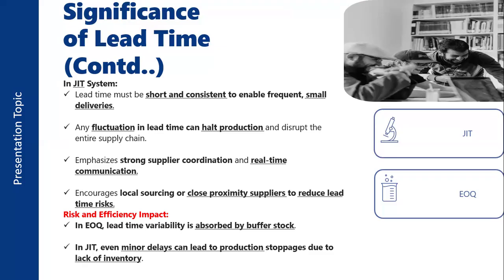Now, how does it manage the risk together? In EOQ, lead time variability is absorbed through buffer stock. And in JIT, minor delays can lead to production stoppage due to lack of inventory. These are the areas where they work together, compensate, and complement each other to remove the halt in production and, most importantly, the stockout situation by using buffer stock.